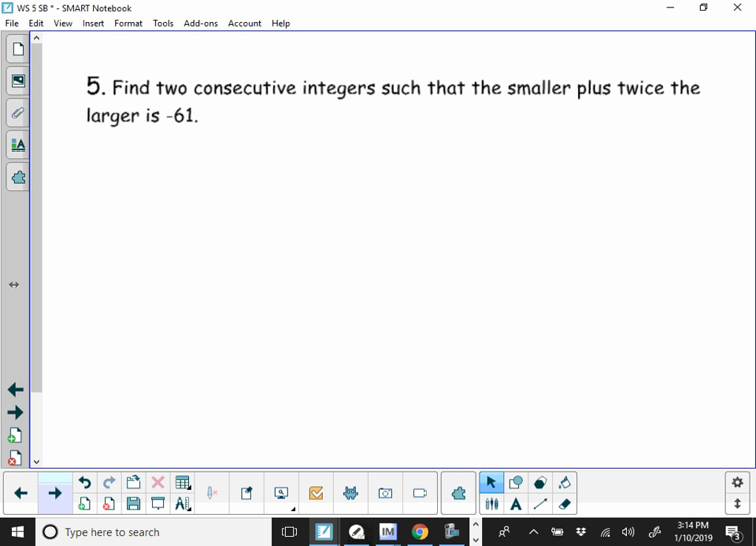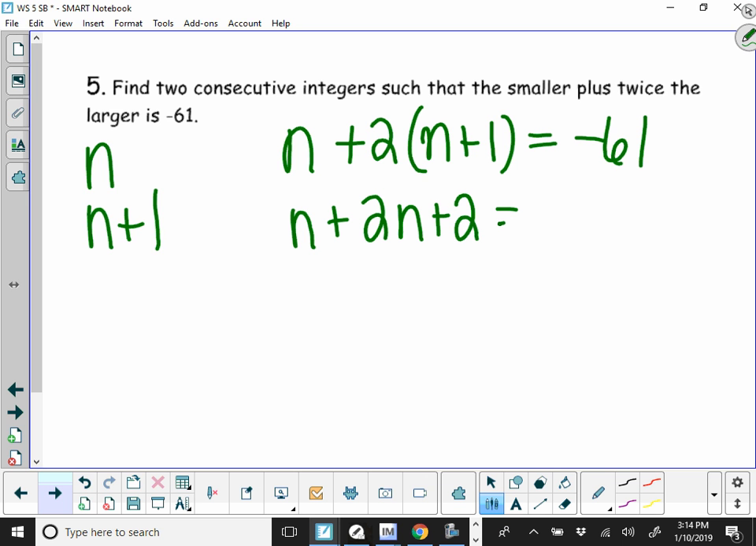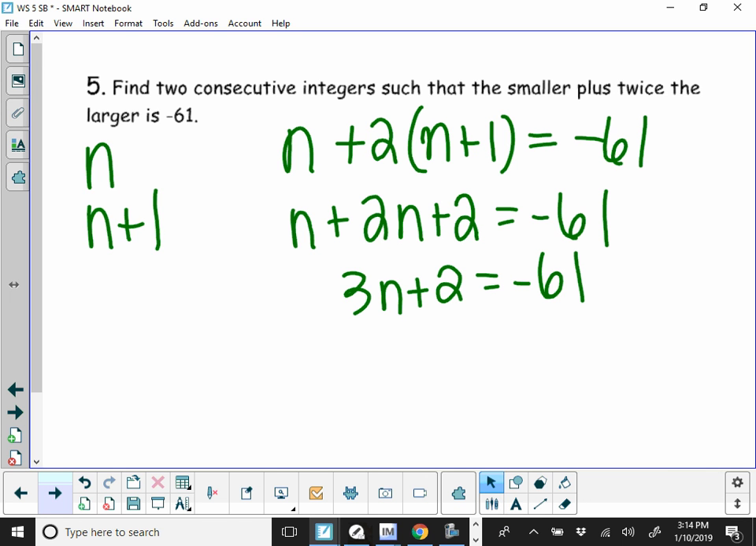Okay, find 2 consecutive integers, so consecutive integers is n and n plus 1, such that the smaller, so n, plus twice the larger, is equal to negative 61. So that would give you 3n plus 2 equals negative 61. And then you would solve the two-step equation from there.